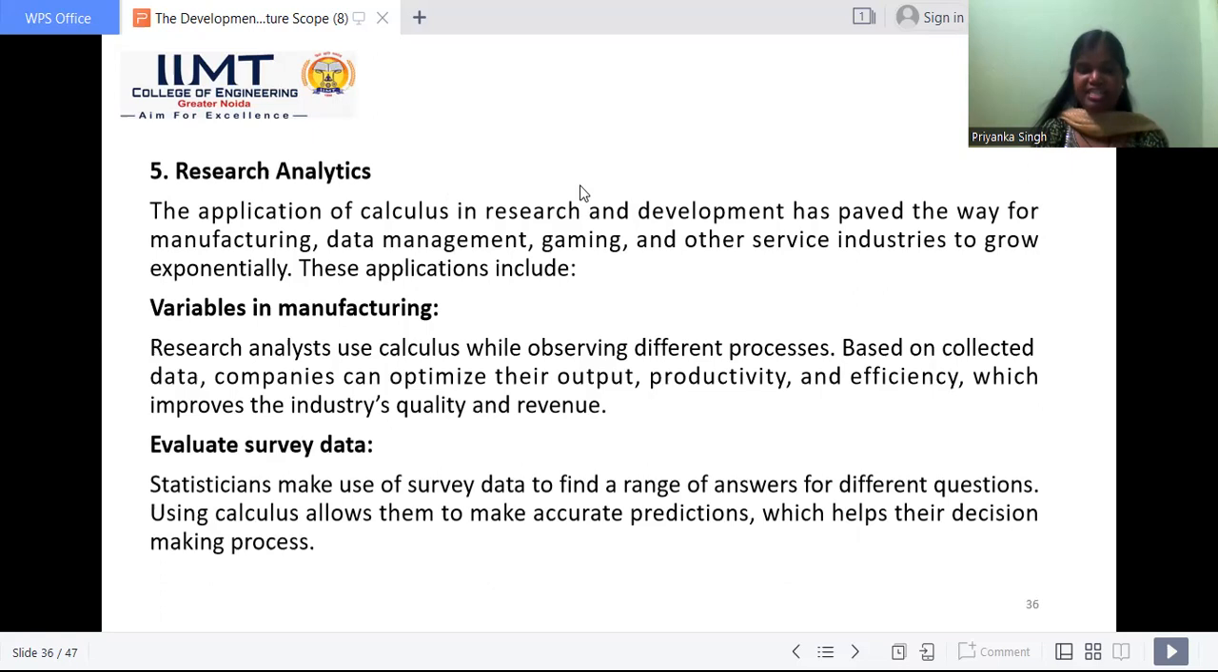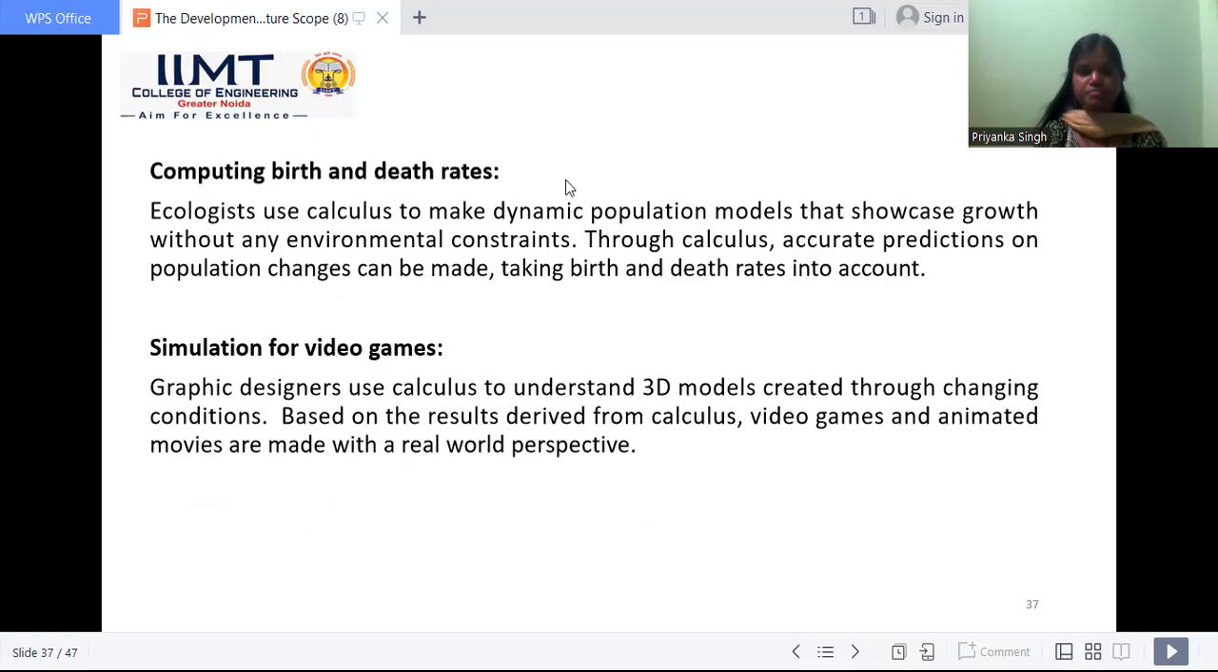Evaluate survey data. Statisticians make use of survey data to find a range of answers for different questions. Using calculus allows them to make accurate predictions, which helps their decision-making process.